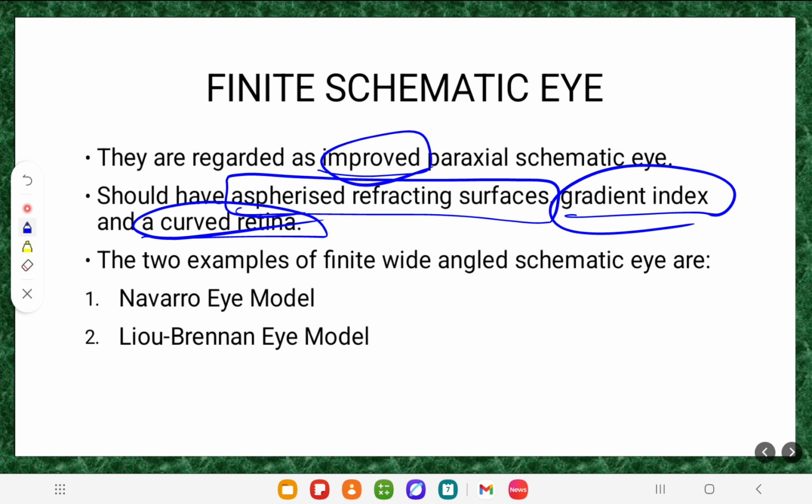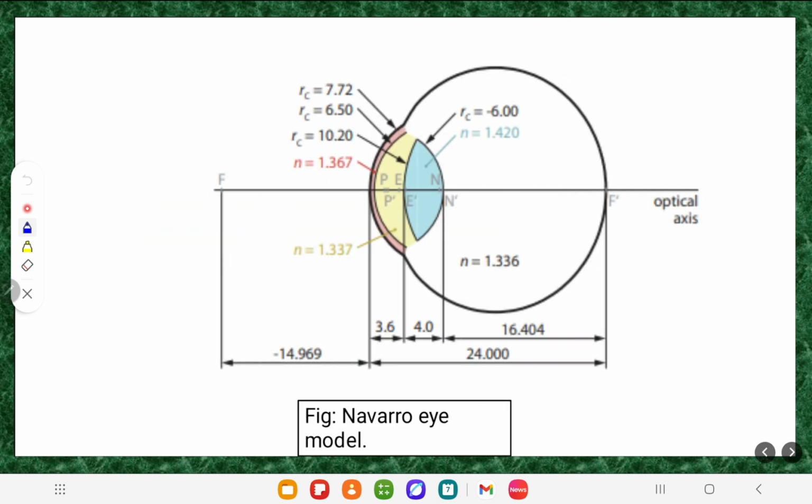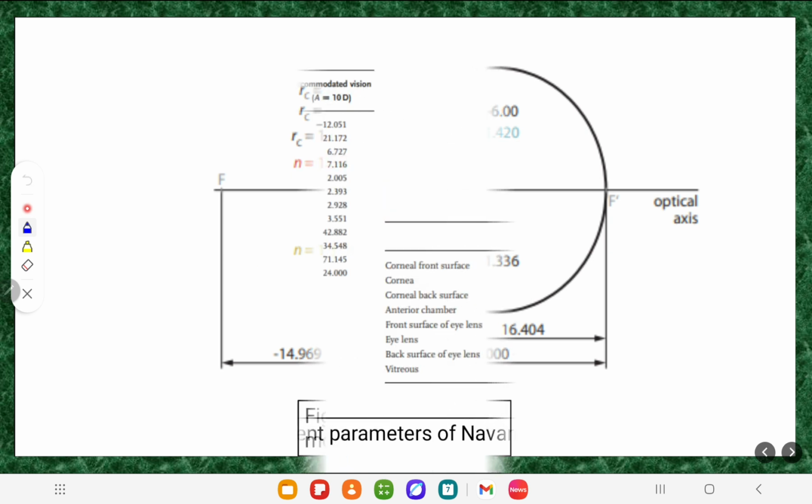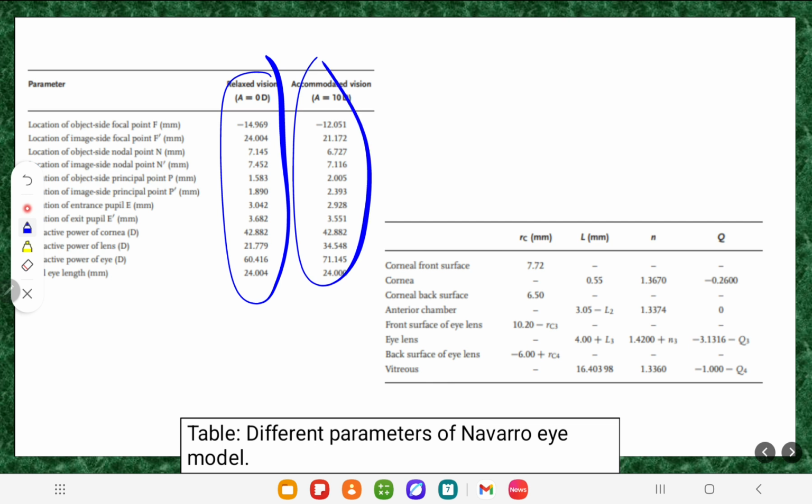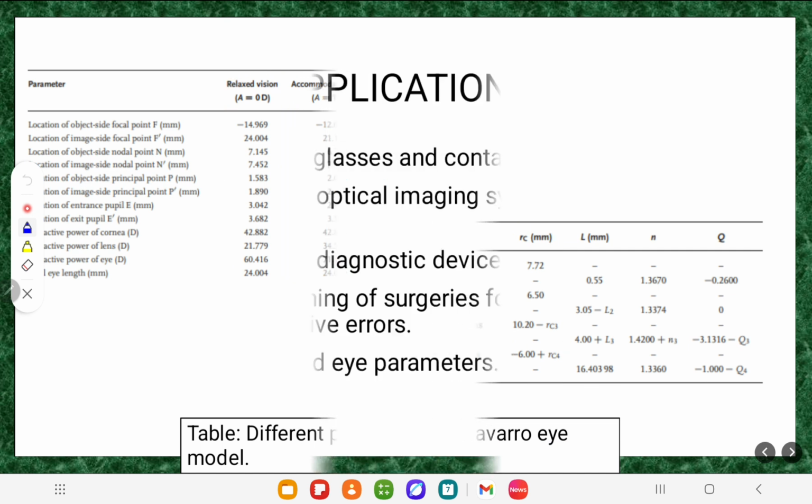The two examples of finite eyes are the Navarro eye model and the Liou-Brennan eye model. You can see in these pictures too that the cornea is centrally thin and peripherally thick, and all these things. So in parameters like this, you can see the relaxed version and this version in Navarro, and these are the parameters they used. So you can pause the video and see.